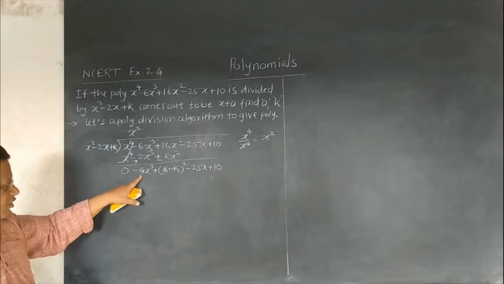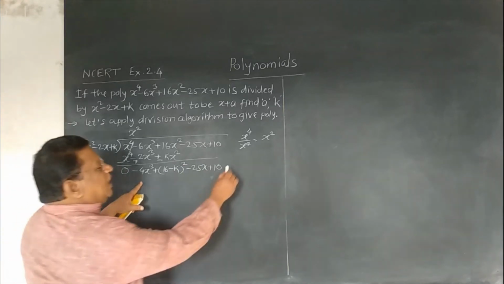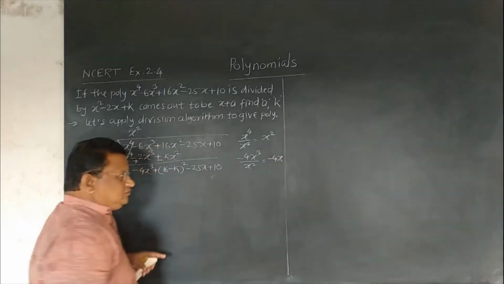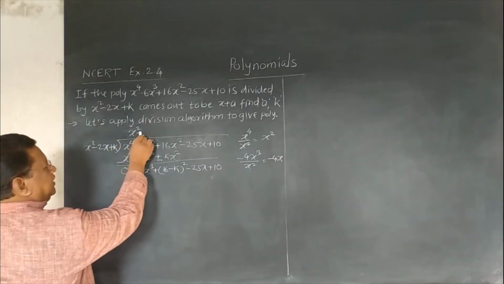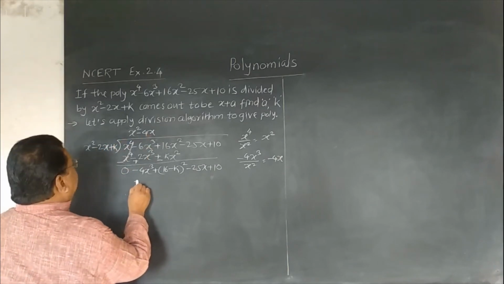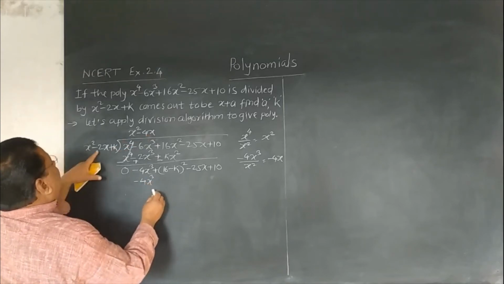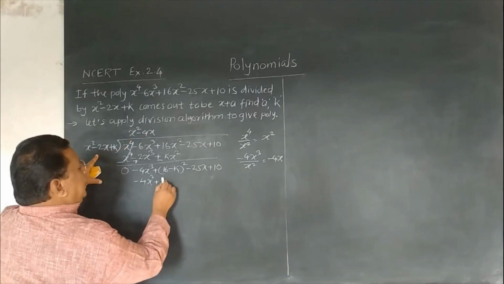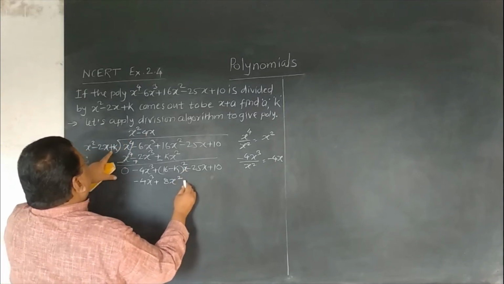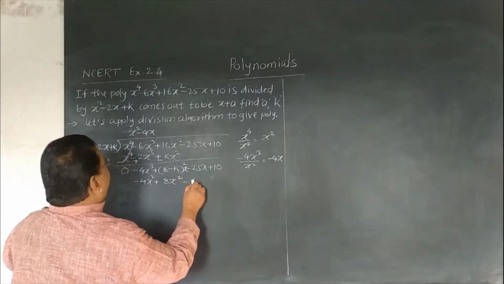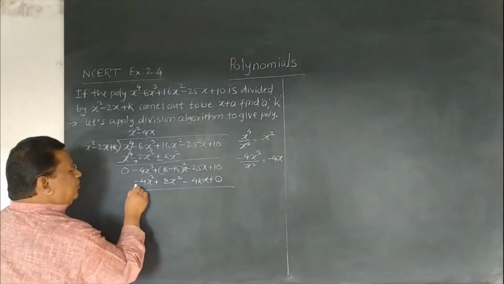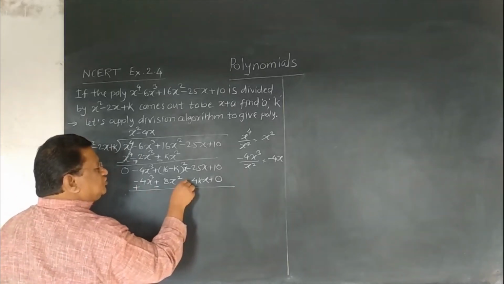Now again consider the first term of this and first term of divisor. So minus 4x cube upon x square is equal to minus 4x. So second term of the quotient is what? Minus 4x. Now multiply each and every term by minus 4x. Therefore minus 4x cube plus 4 into 2, 8x square, k into minus 4x, minus 4kx plus 0 here. Changing the sign, plus minus plus.